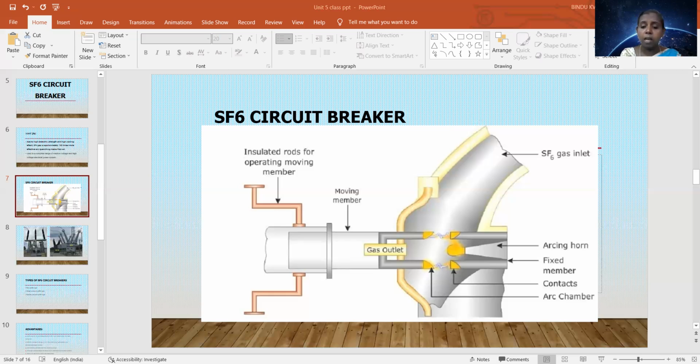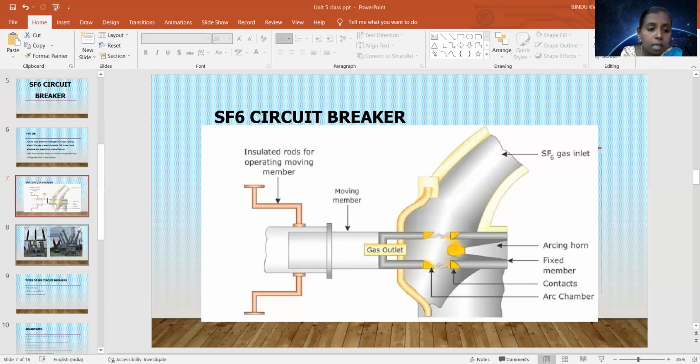Normally, this SF6 circuit breaker, mainly we are having the following types also. Okay, we are having a non-puffer type, then we are having a puffer type. So single puffer type, and also we are having a double puffer type.